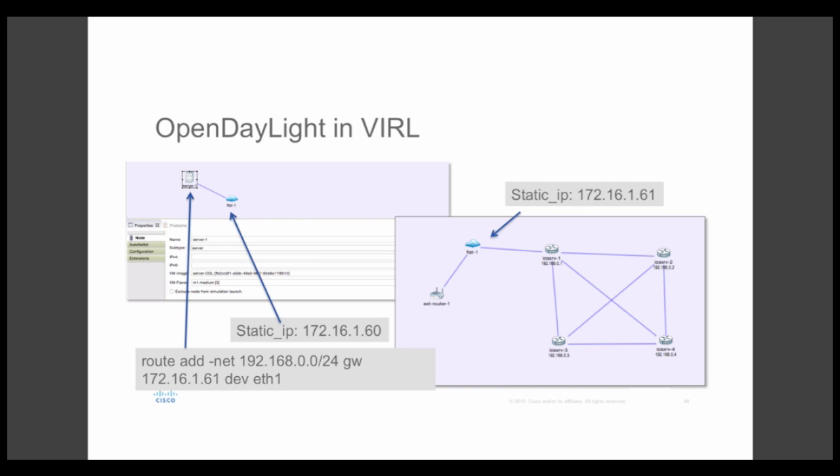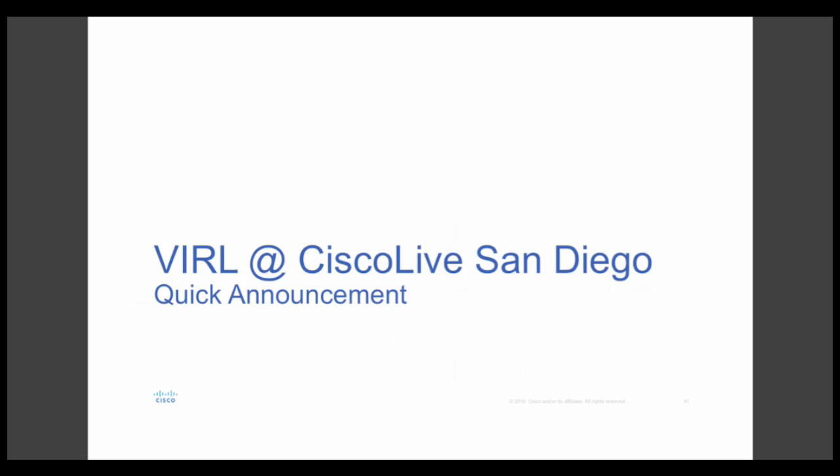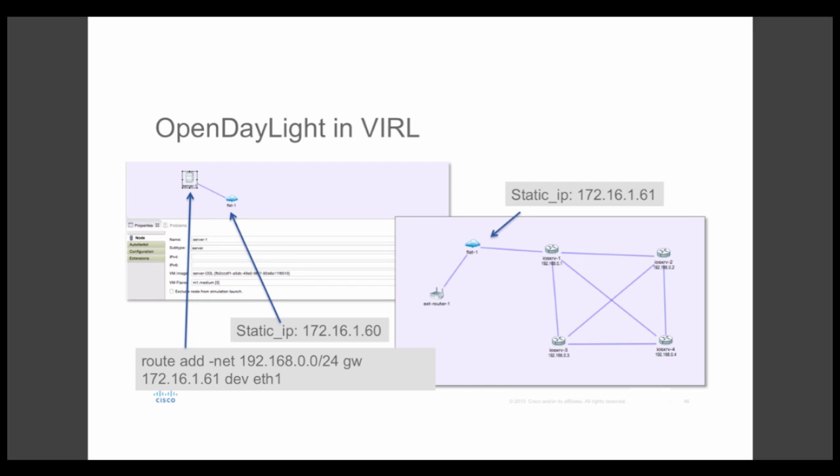But we do need to provide connectivity between the controller and the devices. So here we've actually got a Linux route add entry that's going in to provide connectivity, in this case, to the loopback IP addresses of our XRV devices. So those are sitting in the 192.168.0.0/24 network. Okay, so I'm going to switch over and show you this in action.